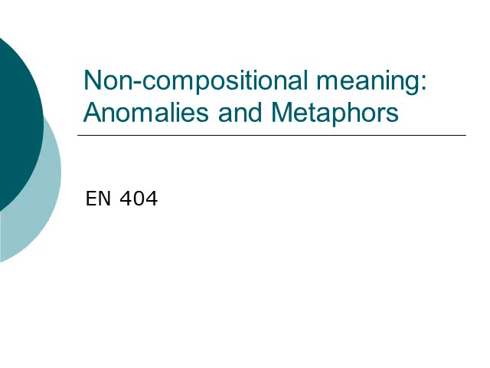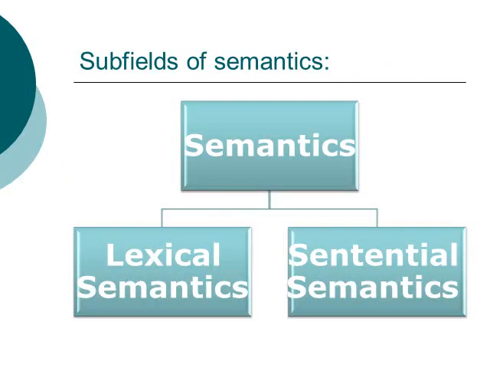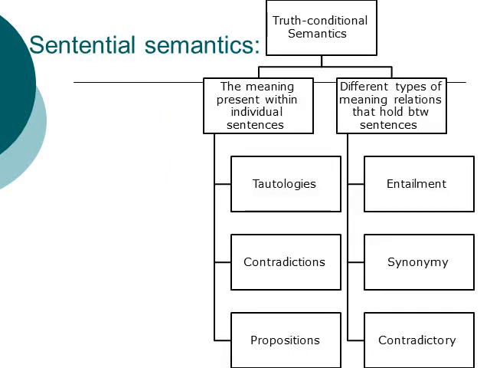Our topic is non-compositional meaning, and we'll be focusing on anomalies and metaphors. Throughout the semester we've been discussing two subfields of semantics, which are lexical semantics and sentential semantics. Our topic today falls under sentential semantics. We previously discussed truth conditional semantics in sentences that follow compositional rules of semantics. That is, sentences that are meaningful on their own or in relation to other sentences.